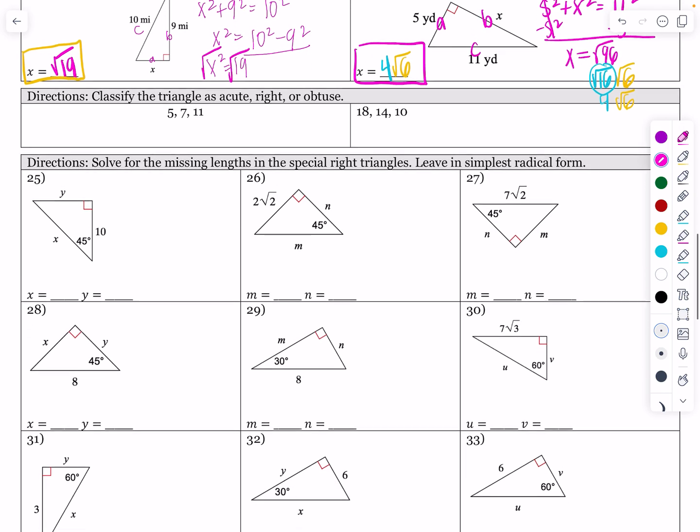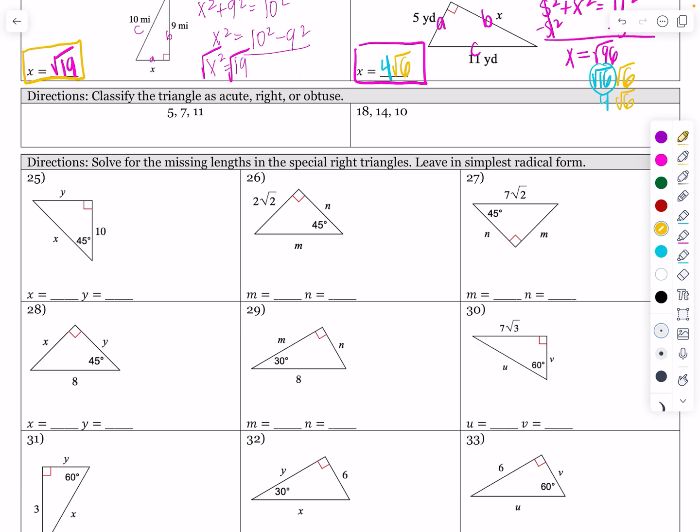All right, the next section, classify the triangle as acute, right, or obtuse. So this is the converse of the Pythagorean Theorem. The Pythagorean Theorem says if it's a right triangle, then a squared plus b squared equals c squared. So the converse of that, if q then p, would say if a squared plus b squared is equal to c squared, then it's a right triangle. Which means that there's going to be options where a squared plus b squared is bigger than c squared and where a squared plus b squared is smaller than c squared.